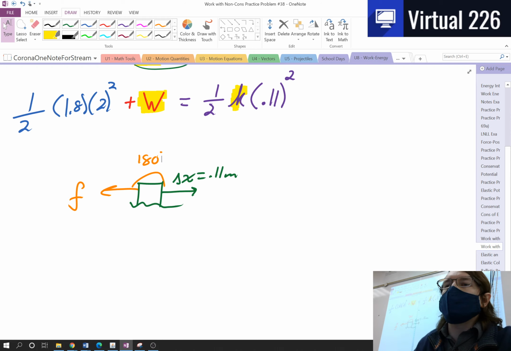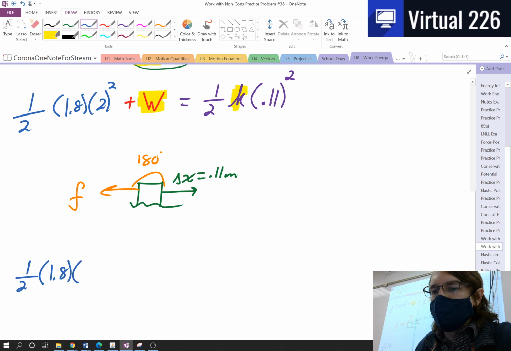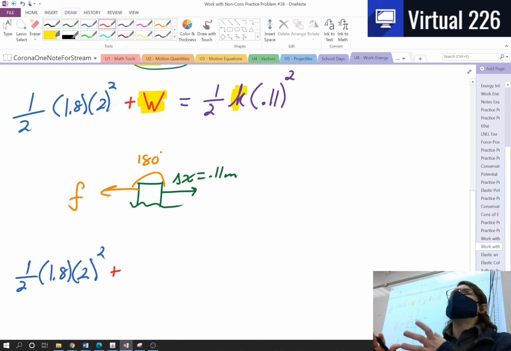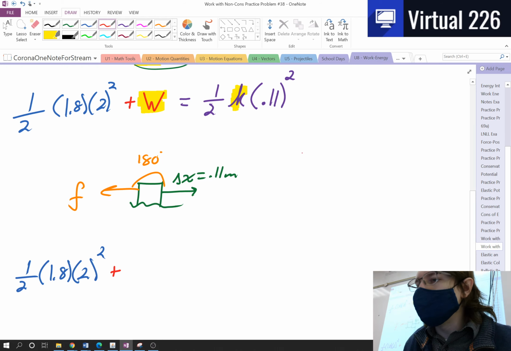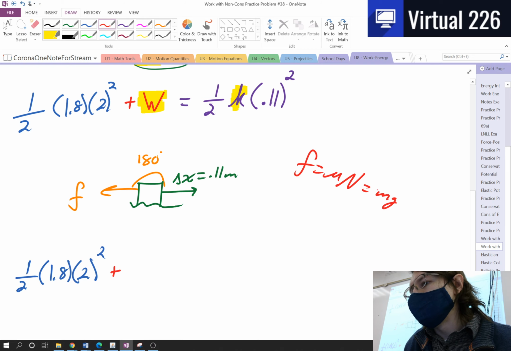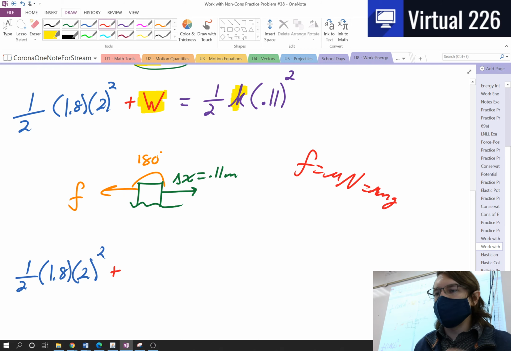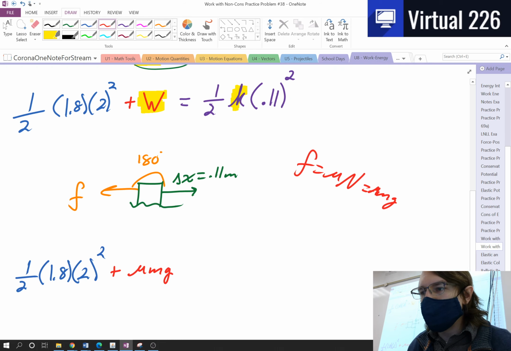So if we actually use our work equation here, and we write everything out, so here's what we had initially, the 1/2, 1.8, 2 squared. Our work equation is going to be F x cosine theta, where that F is the force, and that's the force of friction. Now recall that friction is F_k, which also equals mu mg for a flat horizontal surface. So we could write this as mu mg times delta x times the cosine of theta, which is 180.